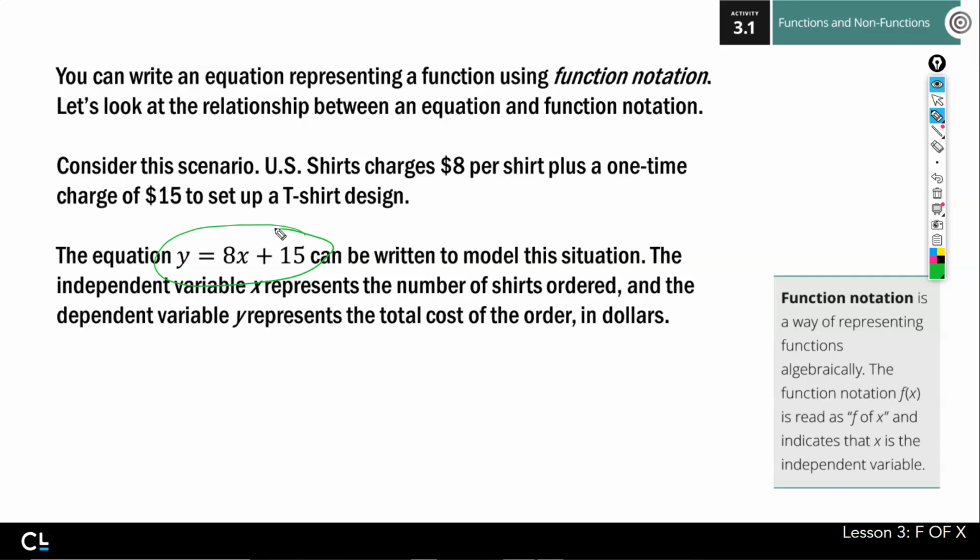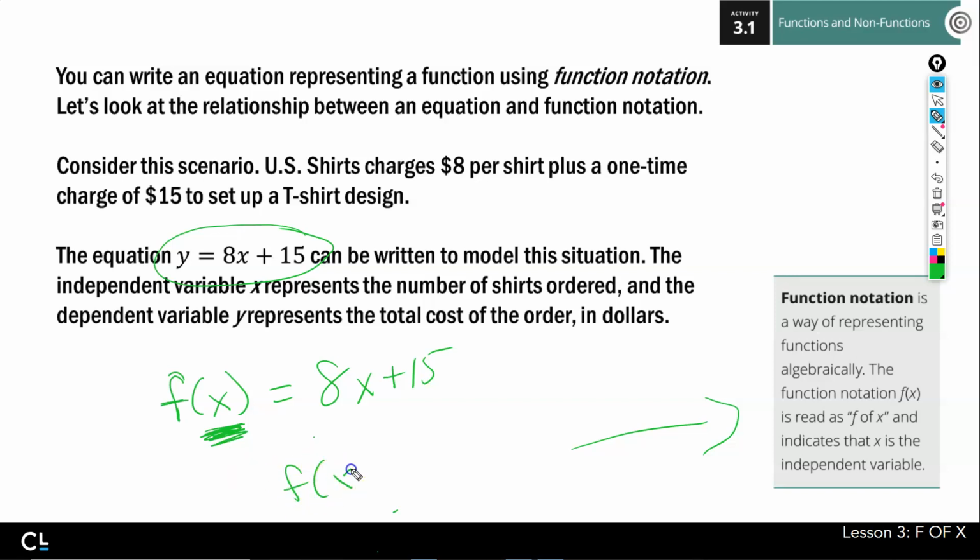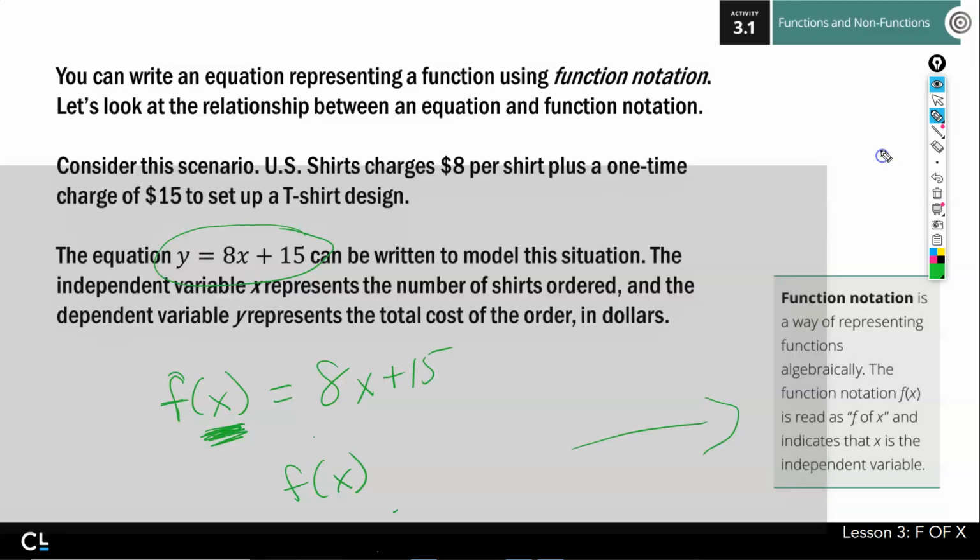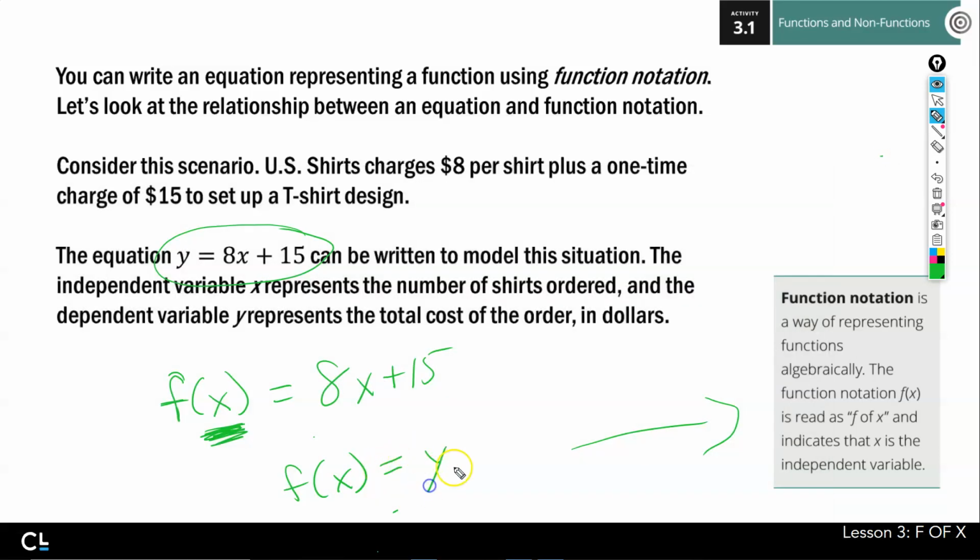The independent variable x represents the number of shirts ordered, and the dependent variable y represents the total cost of the order in dollars. Here they talk about functional notation. So we could rewrite this as f of x equals 8x plus 15. The number or variable inside the parentheses represents your independent. The entire f of x or g of x represents y. The whole thing represents y.